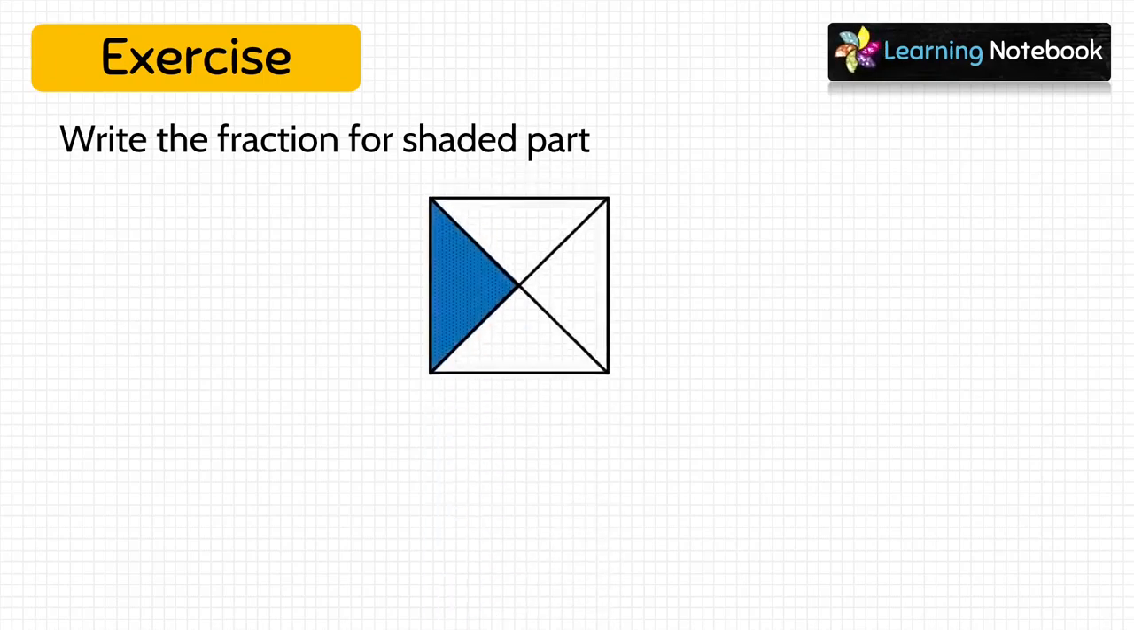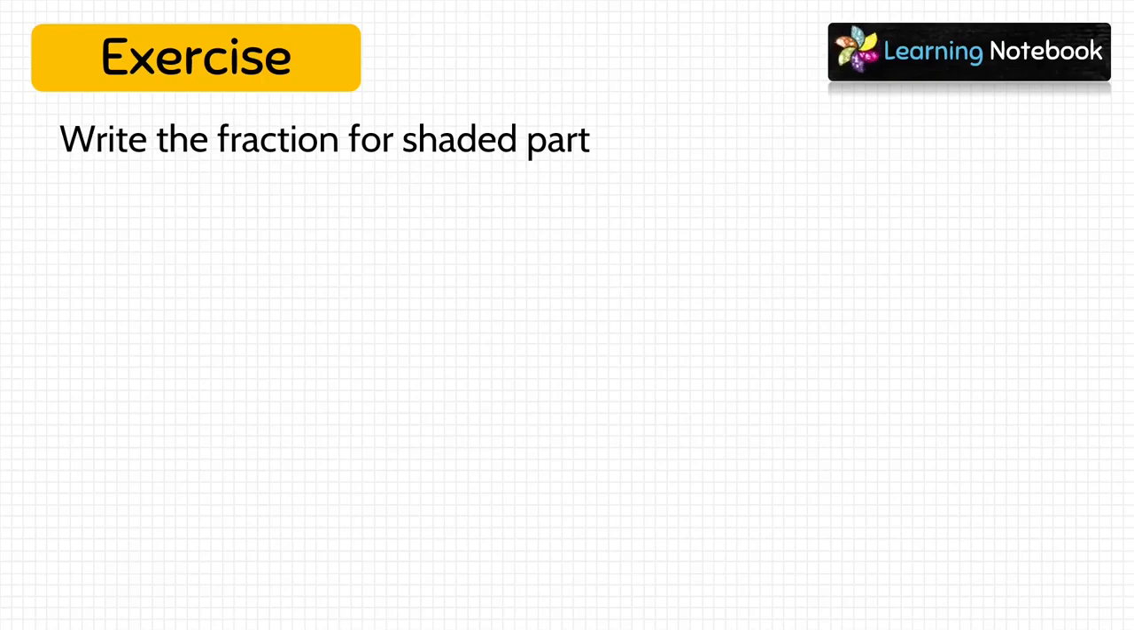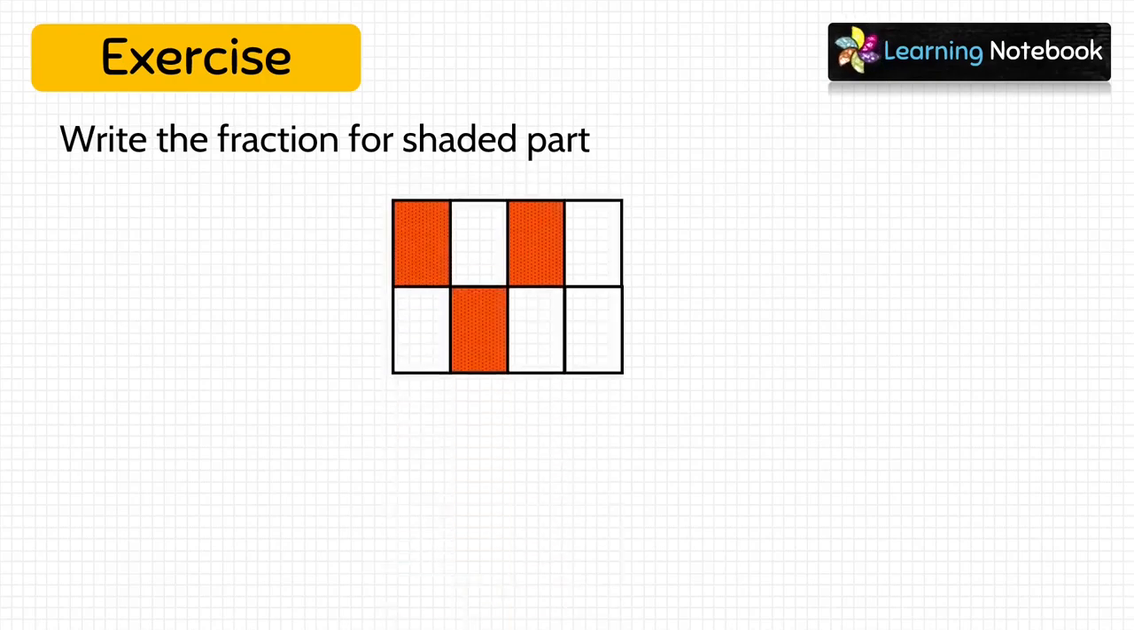Now let's do the fraction for the next figure. This figure is divided into 4 equal parts and the shaded part is 1. So, the fraction for the shaded part would be 1 by 4. Now let's see the next figure. It is divided into 8 equal parts and shaded parts are 3. So the fraction for shaded part is 3 by 8.